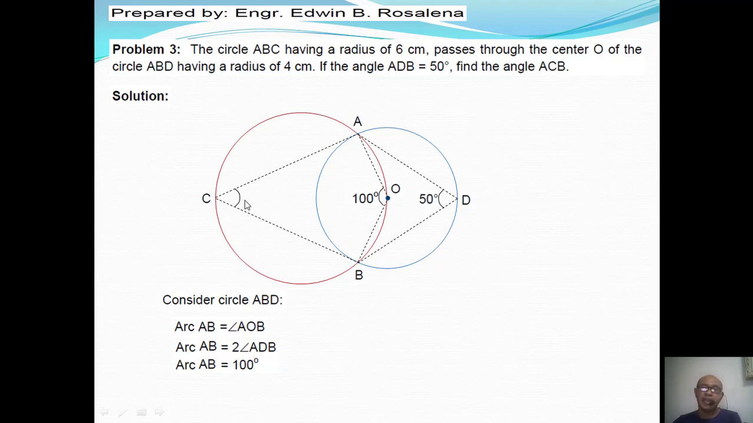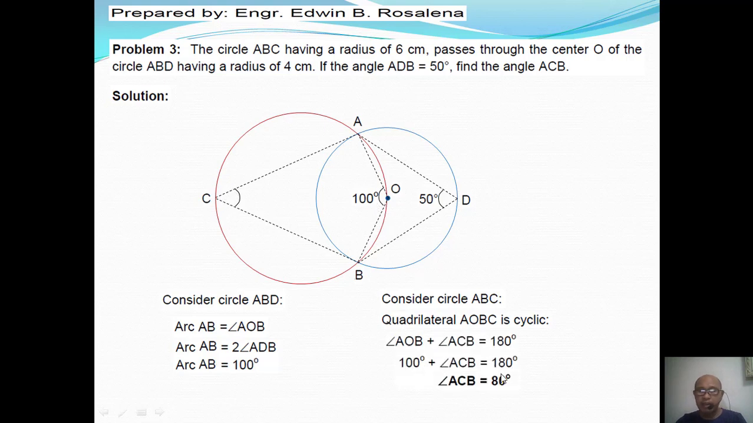Okay? Then how will we solve for the angle at C? Okay. I will consider circle ABC, and I will consider the quadrilateral AOBC. So, AOBC is a cyclic quadrilateral because that is inscribed in the red circle. So, again, the opposite angles of a cyclic quadrilateral sum to 180. So, if we sum up, angle ACB plus 100 is equal to 180. So, if this is 100, this is 80 degrees. Okay? Also, the property of cyclic quadrilateral is applicable in solving these types of problems.